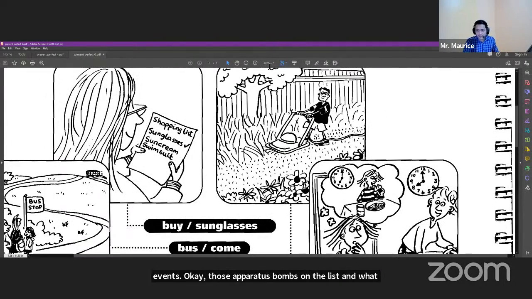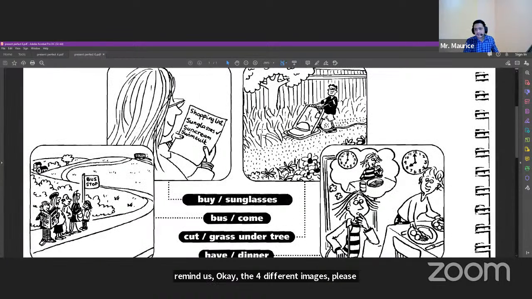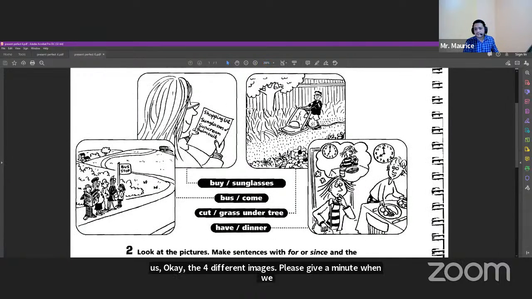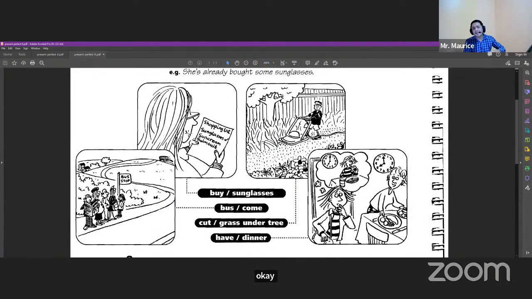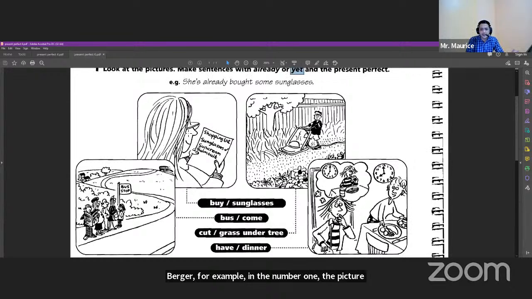The 4 different images. Please give a minute. Okay. For example, in the number 1, the picture number 1 is done. La imagen 1 ya está hecha, ¿ok? Como usted ve aquí tiene una lista y ya está hecha, tiene un visto. Tiene la lista de compras. Entonces aquí dice buy sunglasses. Quiere decir que esa actividad ya fue realizada. Y aquí está el ejemplo.